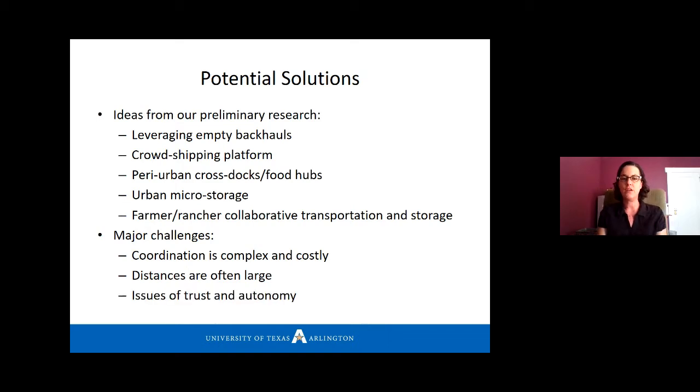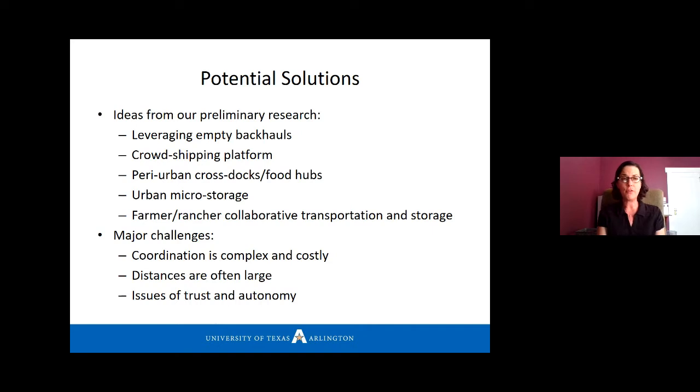And then I think I mentioned this a little bit earlier, is issues of trust and autonomy. So you can imagine, if you're a farmer, sending your perishable product with an anonymous delivery driver, and just hoping that it gets to the customer in good shape and in a timely fashion. That trust has to be there, and that's not an easy thing to establish.